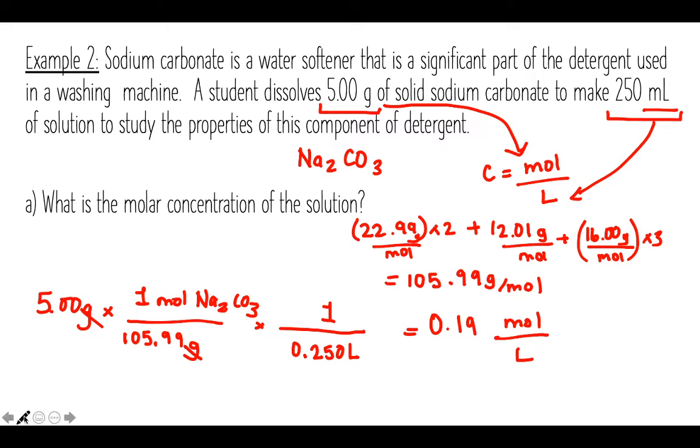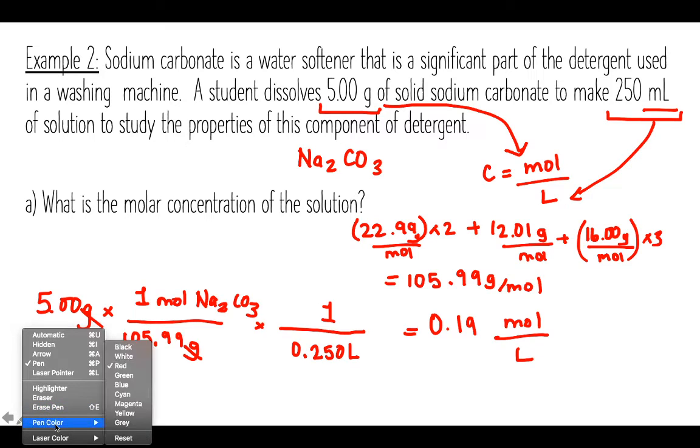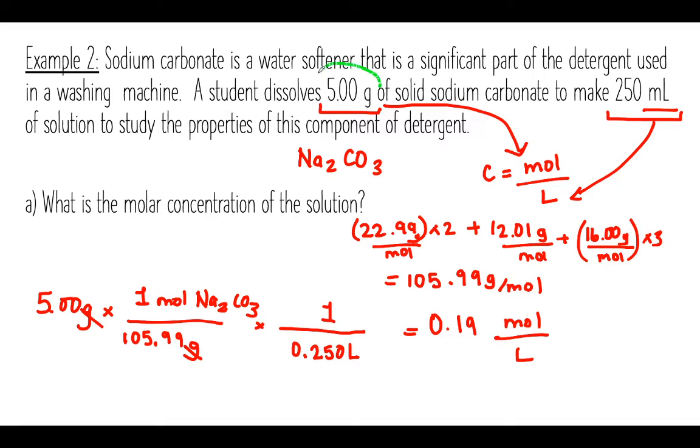So let me just recap what I did there. So I took a look at what was given to me in the question. I was given the mass, which I used the molar mass to convert to moles. Once I got the moles, I divided by the volume in liters so that I can end up with moles per liter. This is my concentration of this particular solution.